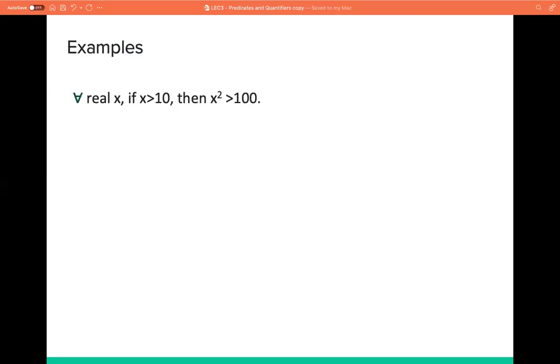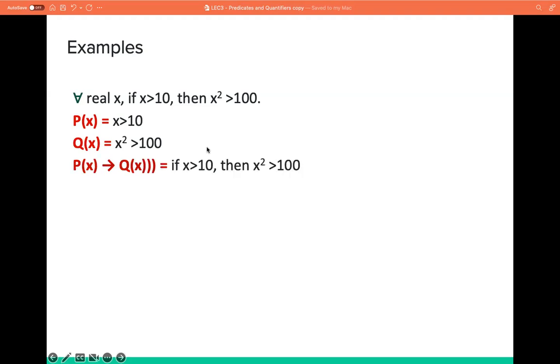For all real numbers x, if x is greater than 10, then x squared is greater than 100. We can see here an if-then clause, meaning we have a conditional statement. So we can express this as P of x implies Q of x, wherein P of x is x is greater than 10, and Q of x is x squared is greater than 100. So the implication will then be if x is greater than 10, then x squared is greater than 100. We want to take the negation of this statement for all real numbers x.